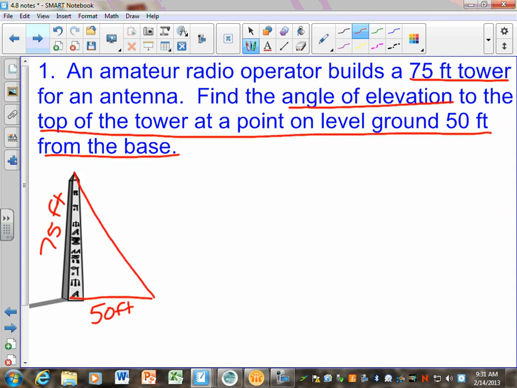And I'm trying to find the angle of elevation, which remember is always coming from the bottom looking up, which means I'm looking for that angle right there.